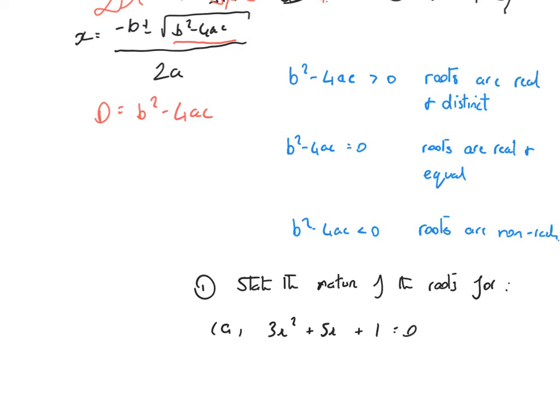Okay, now stating the nature of the roots is you find out whether the roots are real and distinct, whether they're real and equal, or whether they're non-real. Now, the first thing that we want to do is identify A, B and C. Now we did that with the quadratic formula. So A is 3, B is 5, and C is 1. Okay, so that's the first move.